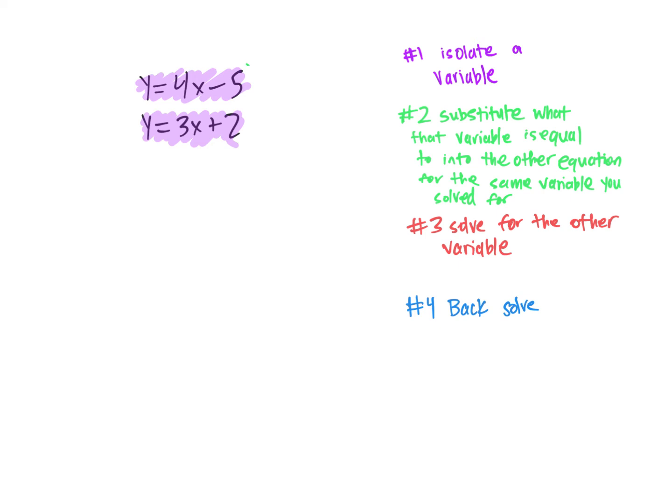So I'm going to choose y is equal to 4x minus 5. I'm going to substitute in the 4x minus 5 for y in the bottom equation. I'm going to rewrite, so I'm going to end with 4x minus 5 is equal to 3x plus 2. Okay, and then we have to solve. So I'm going to subtract 3x from both sides.